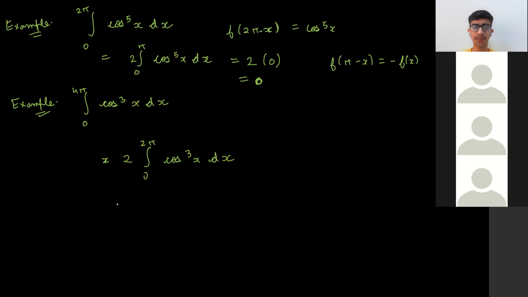After this, again apply the property. So it'll be 2 pi minus x, again cos cube x. So it becomes 0 to pi cos cube x dx. Again apply the property. Minus cos cube x dx. Since it becomes negative of f of x, I can say that this integral becomes 0. So 0 is the final answer again.